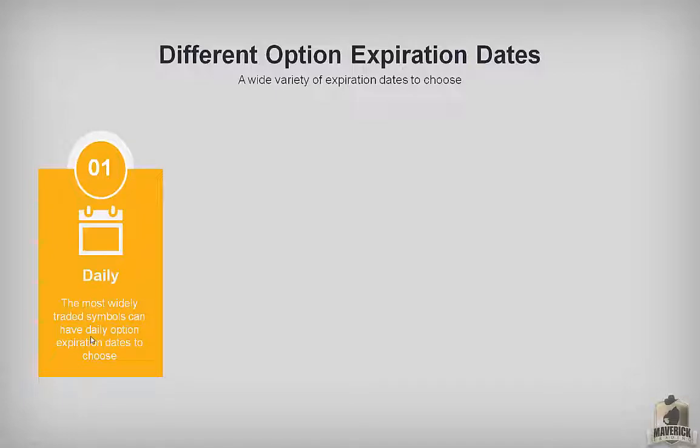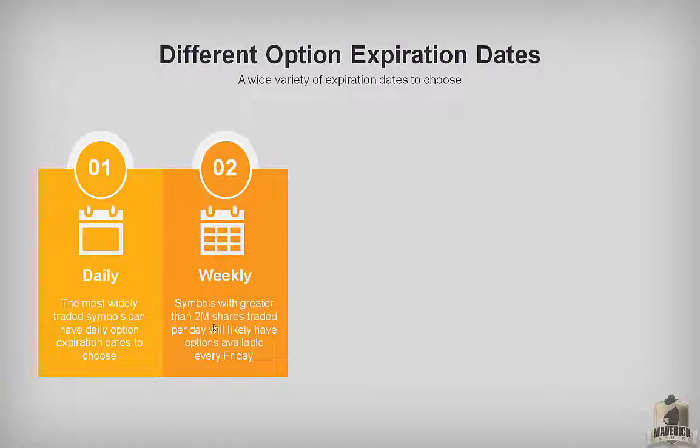For example, if you pull up SPY, which is the ETF of the S&P 500, you can find a Monday expiration, a Wednesday expiration, a Friday expiration, the following Monday, the Wednesday, the Friday. I mean, almost daily type of expiration dates.